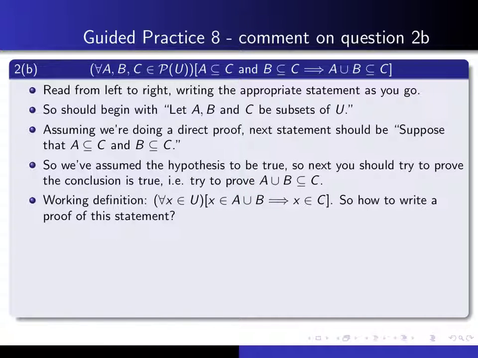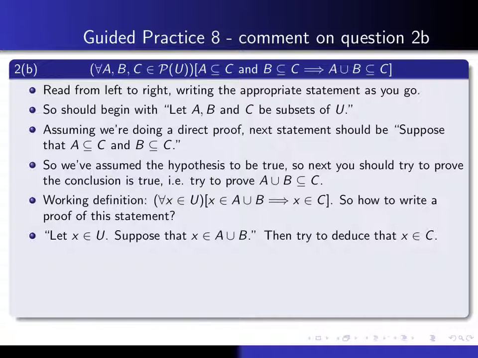So how would you write a proof of something that looks like that? Because that's your task. Your task now is to write a proof of this statement. And to do that, you just read it from left to right. You say, let X be an element of U. Suppose X is in the union, and you try to deduce that X is in C.